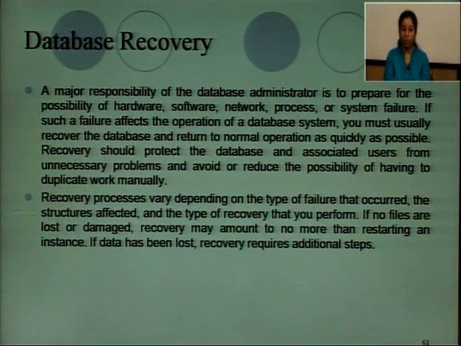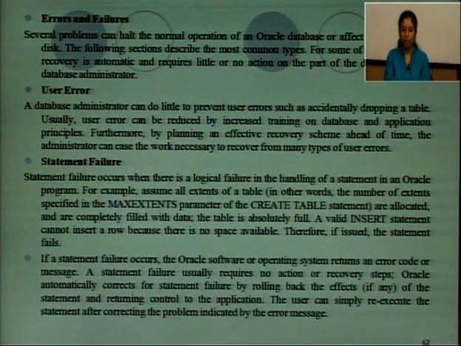If no files are lost or damaged, recovery may amount to no more than restarting an instance. If data has been lost, recovery requires additional steps. These are the basic types of errors and failures. Several problems can halt the normal operation of an Oracle database or affect the database input/output to the disk. The following describe the most common types.